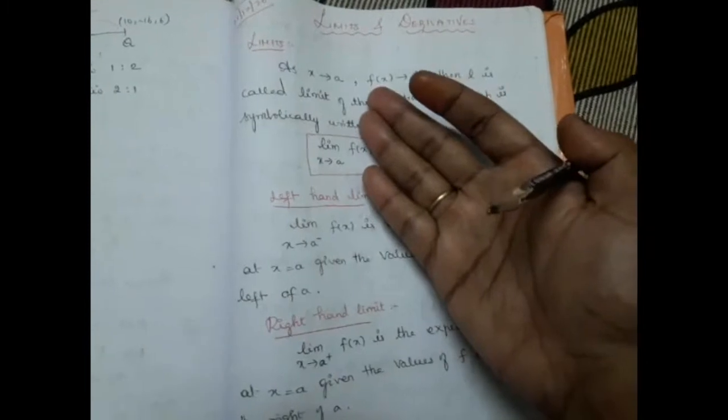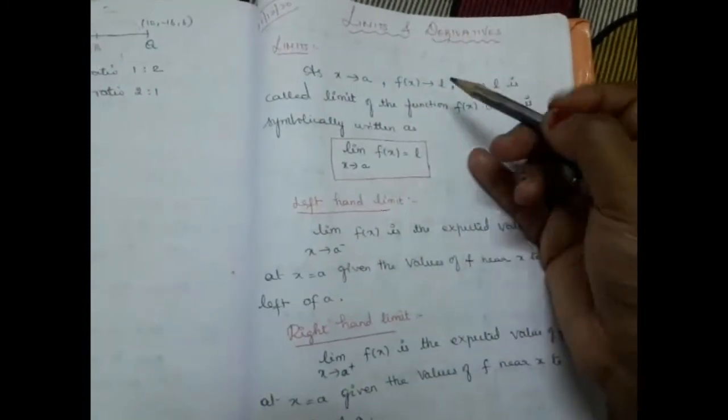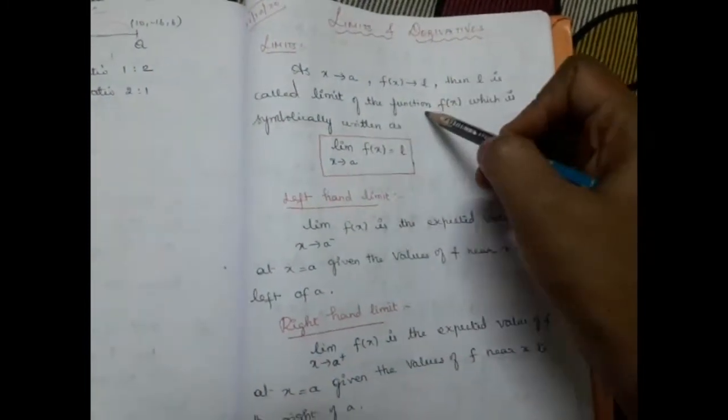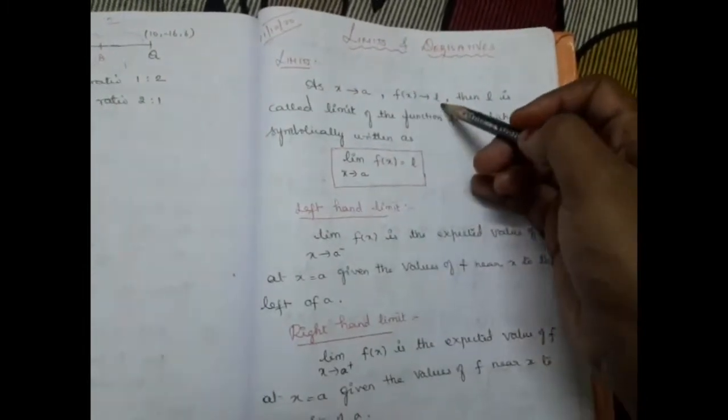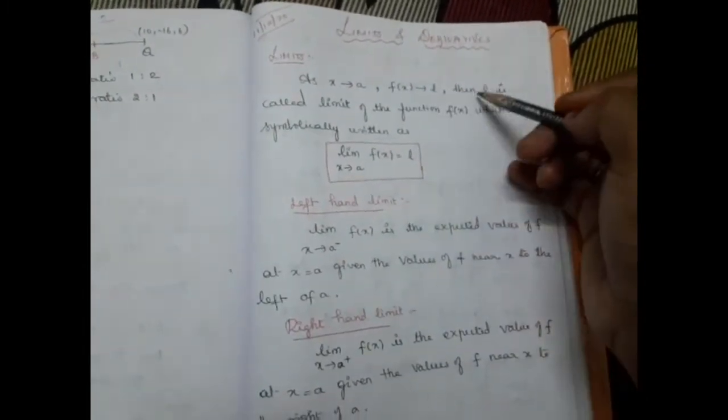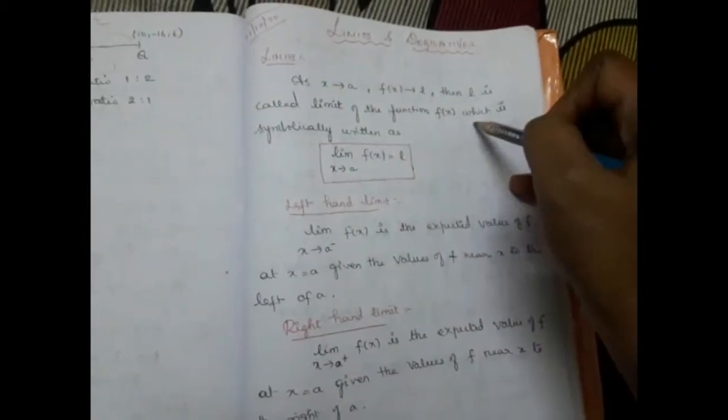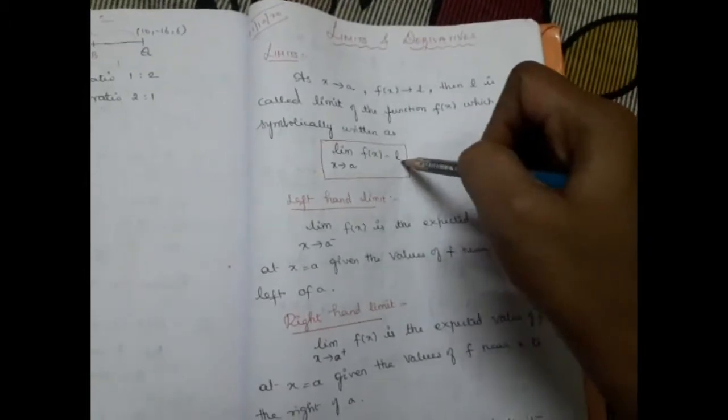So before we get into the derivatives topic, I wish to give you a quick recap of what we have learned so far. First, we have seen what is meant by a limit. When, as x tends to a, f of x approaches some other value, that particular value is called the limit of a function. When x approaches a, f of x approaches L, then L is called the limit of the function, which is symbolically written as limit x tends to a, f of x equal to L.